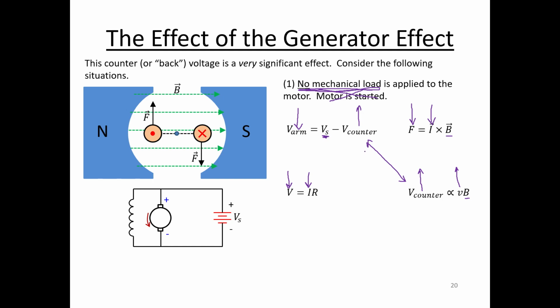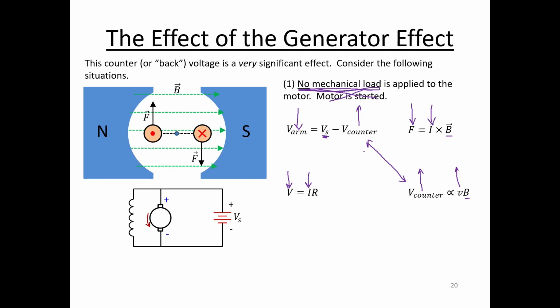So the feedback effect that the generator effect creates is really helpful in regulating the speed of a motor. When you have a situation where it's just started and the velocity of the rotor is low, then you get lots of torque. And that's good because you want the motor to accelerate whatever it is that it's attached to and bring it up to its running speed.